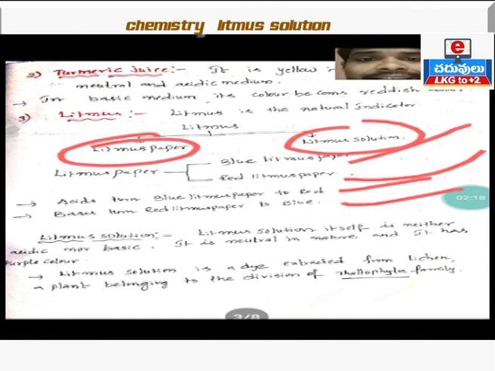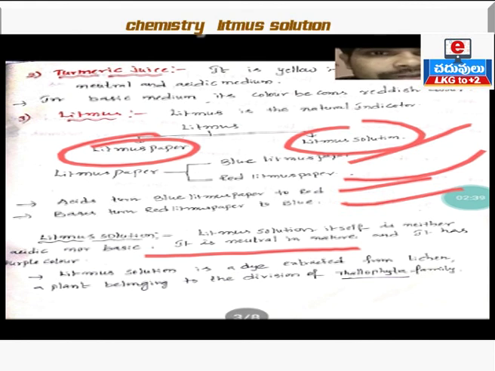Litmus solution itself is neither acidic nor basic. That means it is not acid, not base. It is not acidic in nature, not basic in nature. It is neither acidic nor basic in nature, but it is neutral. Litmus solution is neutral in nature.